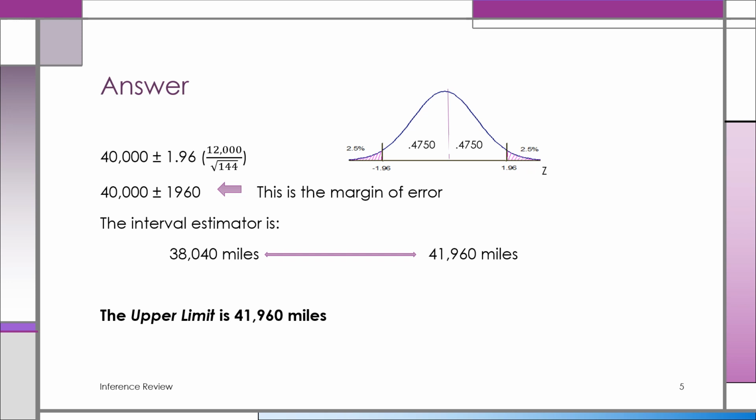And now we have to go answer the question. There was a question on the previous slide. What's the upper limit of the confidence interval estimator? And there you go. It's right there on the slide. On the right-hand side of the interval, 41,960 miles. That's the answer to the question.